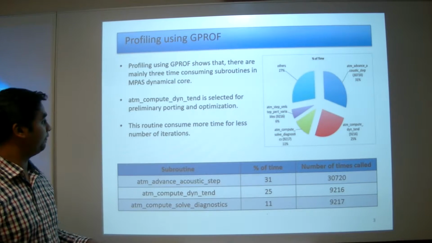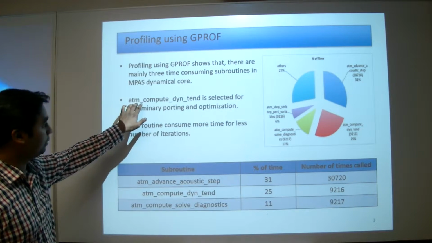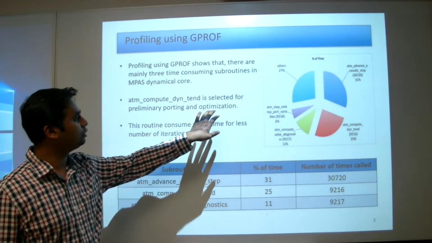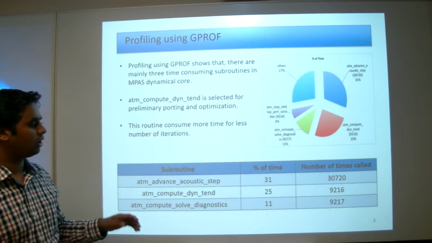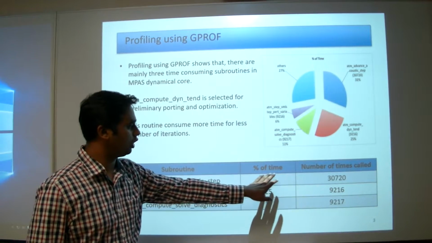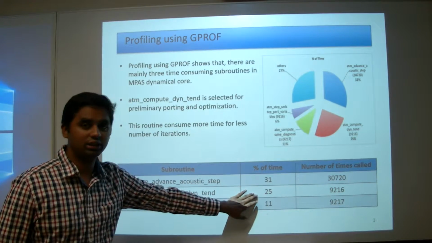As a preliminary step, we took ATM_compute_time_10 to optimize. This is mainly because it is called fewer times and the percentage of time is small.